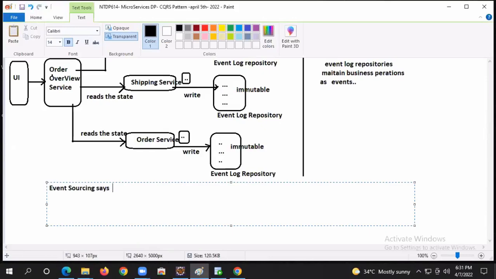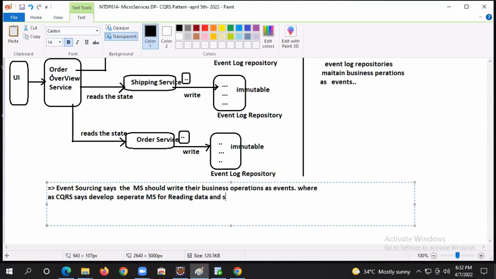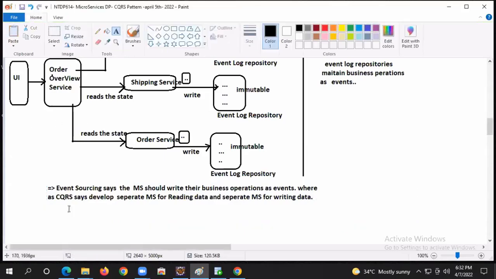Event sourcing says the microservices should write their business operations as events, whereas CQRS says develop separate microservices for reading data and separate microservices for writing data. That is CQRS. See the name? Command Query Responsibility Segregation.